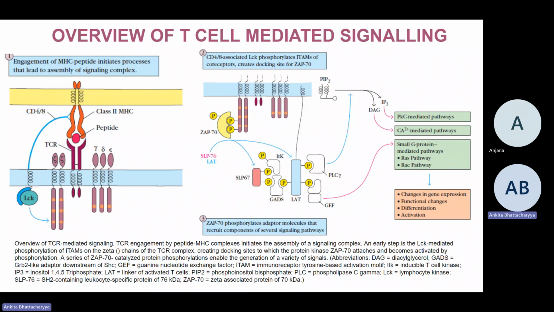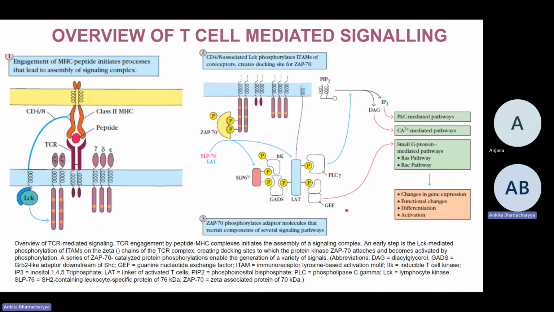Next, what happens is that CD4 or CD8 associated LCK phosphorylates ITAMs of coreceptors and creates a docking site for ZAP70. ZAP70 then phosphorylates adapter molecules that recruit components of several signaling pathways. Next, you can see what are the different types of pathways.